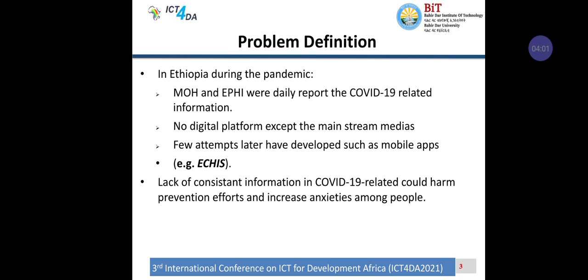At the time, there wasn't any digital platform except the mainstream media. Later on, there were very few attempts at developing simple mobile apps to disseminate information. For instance, the Ethiopian Community Health Information System, which is CHIS, was also initiated by MOH. Overall, there was a lack of consistent information, and this possibly harms the prevention effort and increases anxieties.